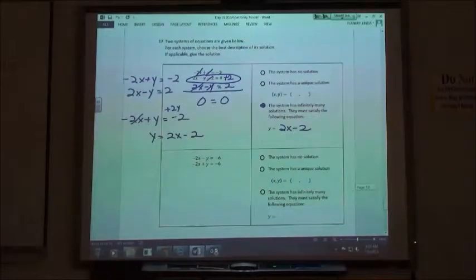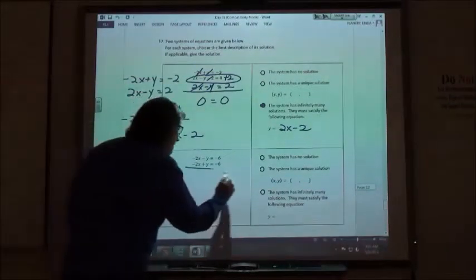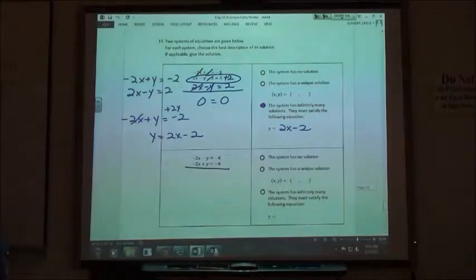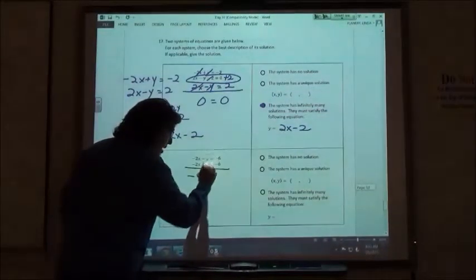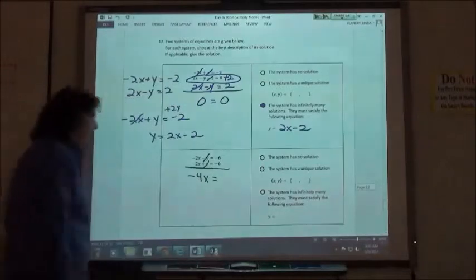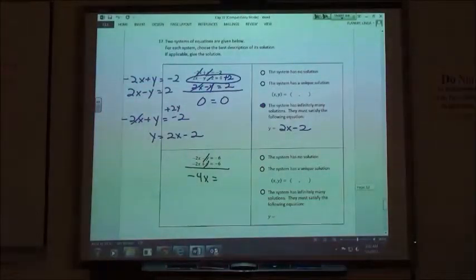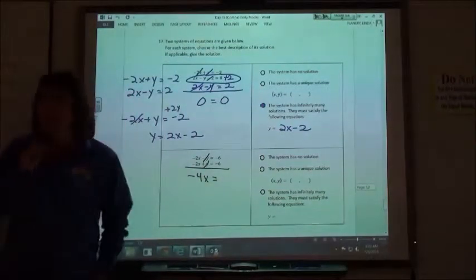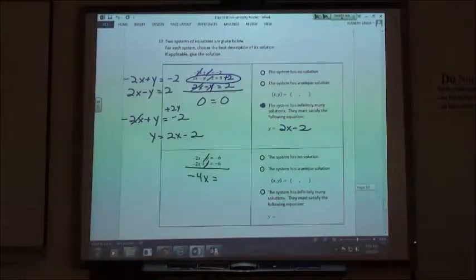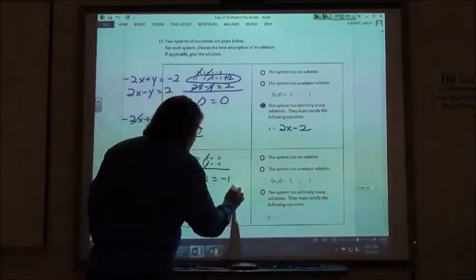Okay, now let's look at the next one. On the next one, when we add those two equations together, what's going to happen there? That's going to be negative 4x. The y's are opposites, so those are going to cancel. And negative 6 plus another negative 6 would be negative 12.